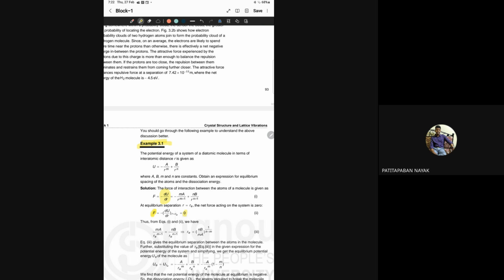Once you differentiate, you will see mA by RE to the power m plus 1 is equal to nB by RE to the power n plus 1. So that implies RE is equal to nB by mA to the power 1 by n minus m. So this equation 3 gives the equilibrium separation between the atoms in the molecule. Or you can express U at RE as minus A by RE to the power m into 1 minus m by n. So there is a relation between them.